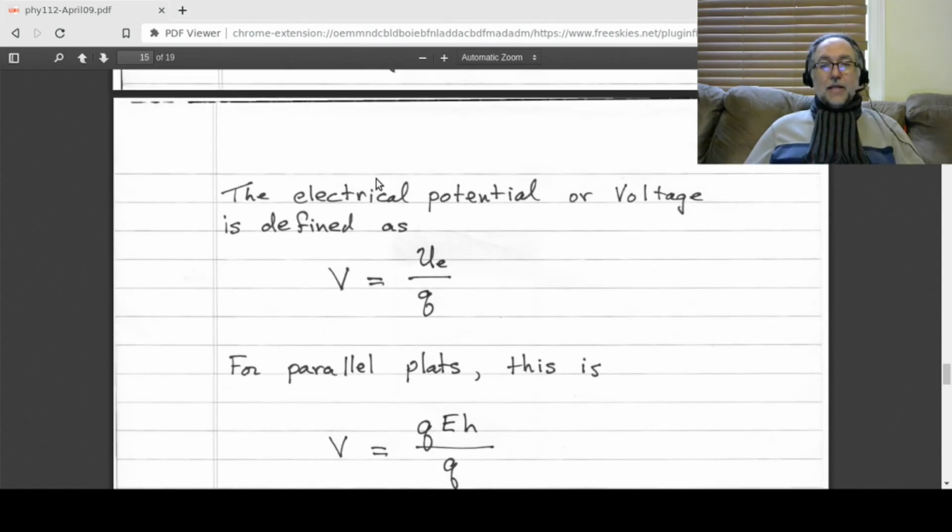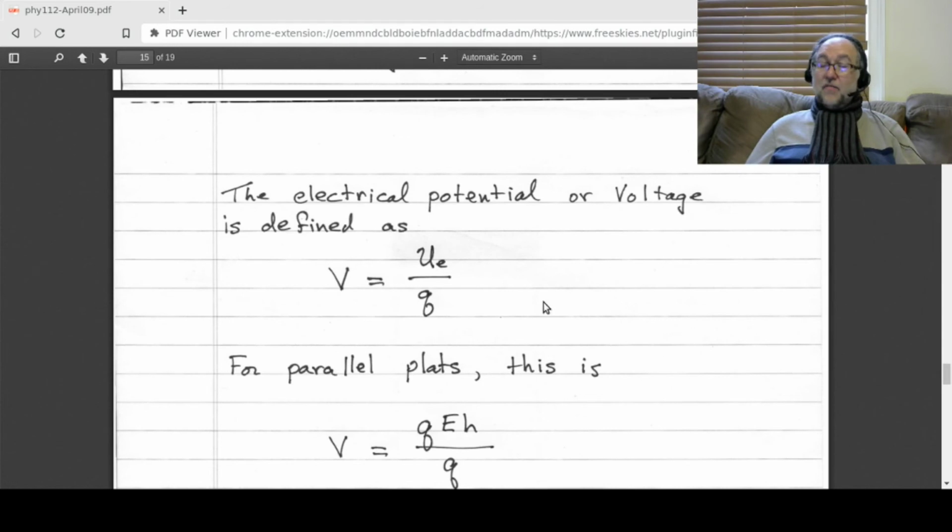Now, everything I talked about up to this point was electrical potential energy. Let me now define for you electrical potential. Electrical potential is given the symbol V, and it's equal to the potential energy per unit charge. So it's like the potential energy divided by Q.